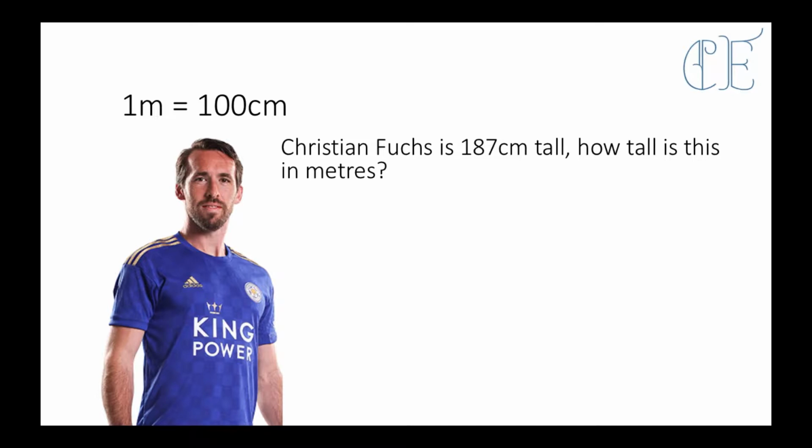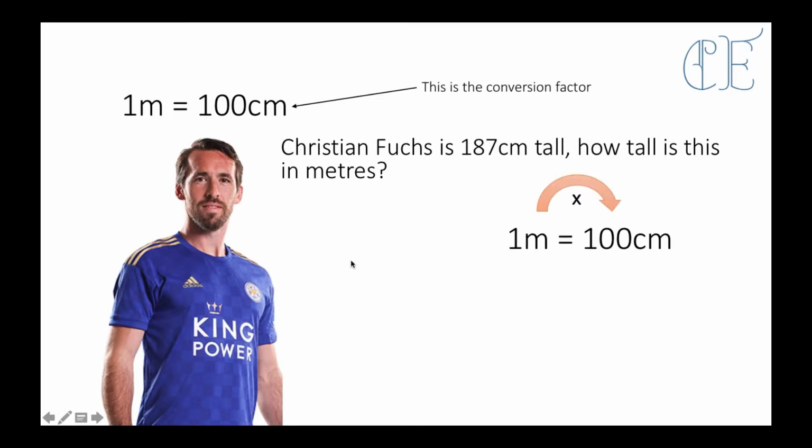Now the best way to work out any conversion question is by drawing a conversion diagram. All I need to do is take our conversion factor, which is this piece of information here, and draw some arrows going in a clockwise direction. So draw an arrow here going that way, an arrow pointing that way. Times goes at the top, divide goes at the bottom.